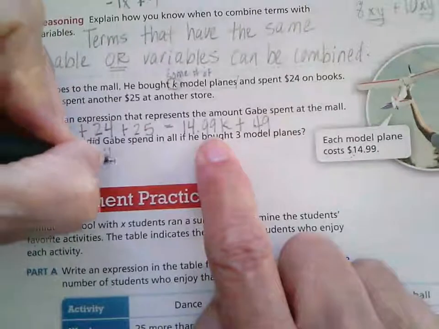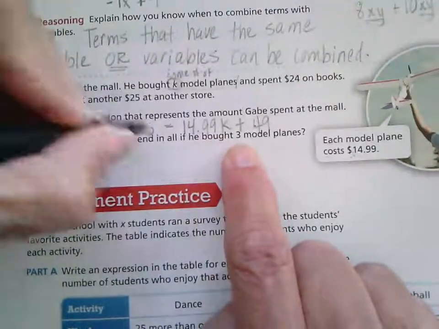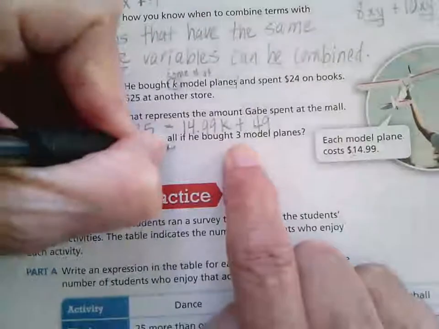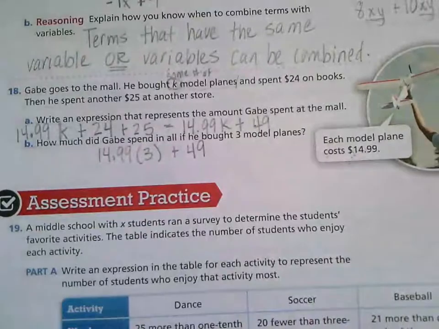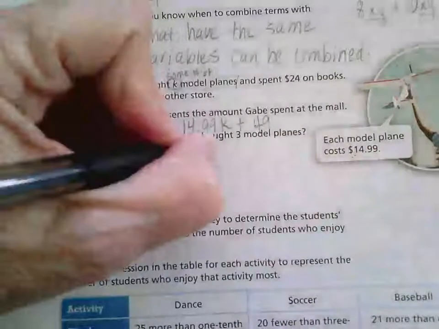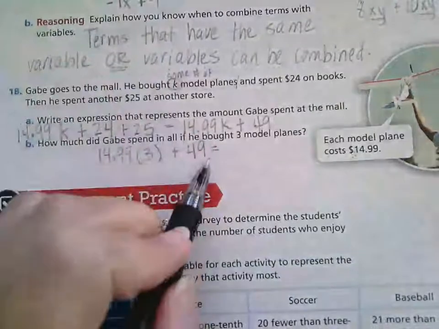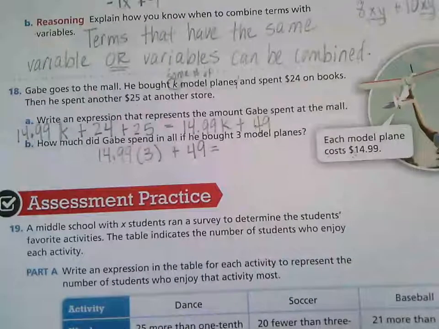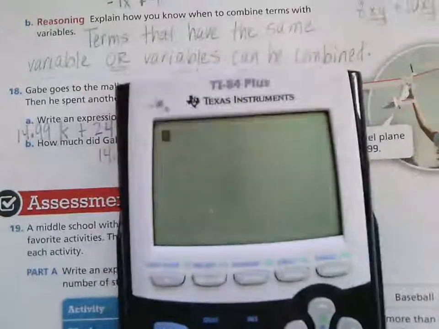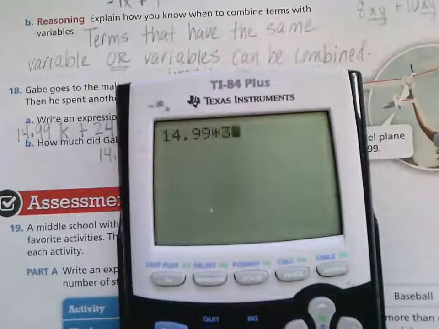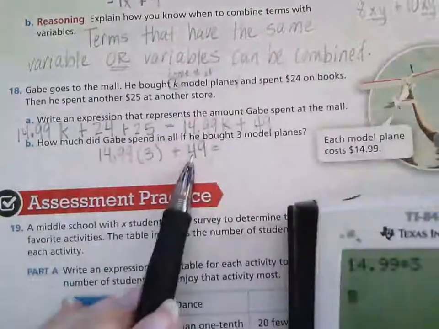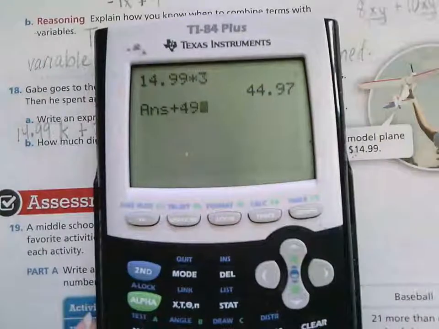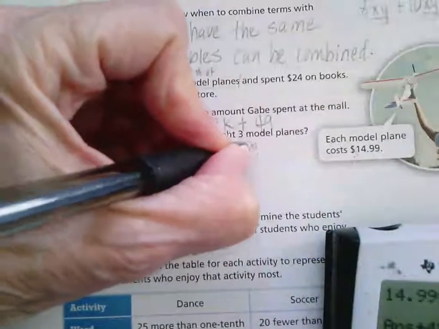Okay, so we take our expression and we substitute in 3 for K and then add the $49 to that. So because they want to know the total, we can put the equal sign there. We're looking for an equation. And so $14.99 times 3 gives us $44.97. And then we're going to add the 49. So Gabe spent $93.97.